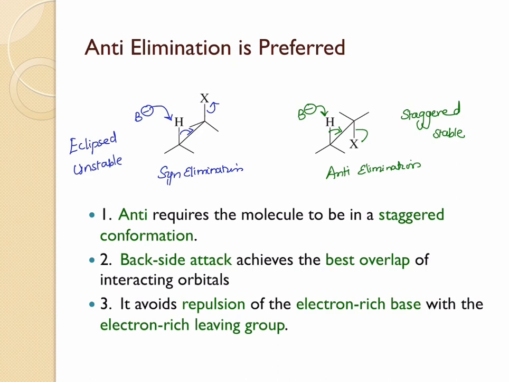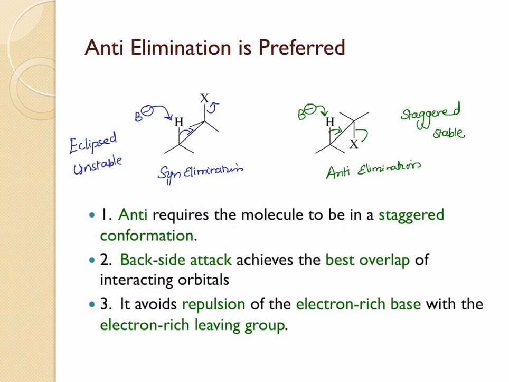The second reason is that in anti-elimination, the electrons from the departing hydrogen move to the backside of the carbon, which is bonded to the X, right? Whereas in the case of syn-elimination, these electrons are going to go to the front side of the carbon from which the halogen is going to leave. Now, we have seen that displacement reactions occur through backside attack. Only in the backside attack we will have good overlapping of the interacting orbitals. And this is another reason why the anti-elimination is preferred.